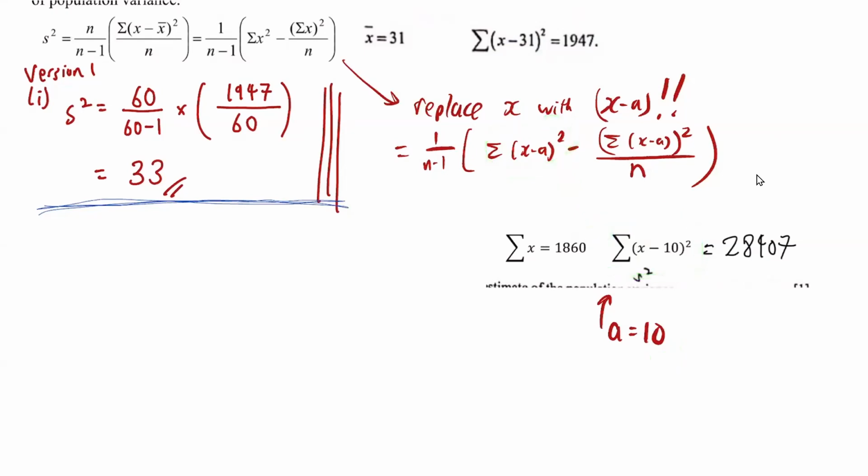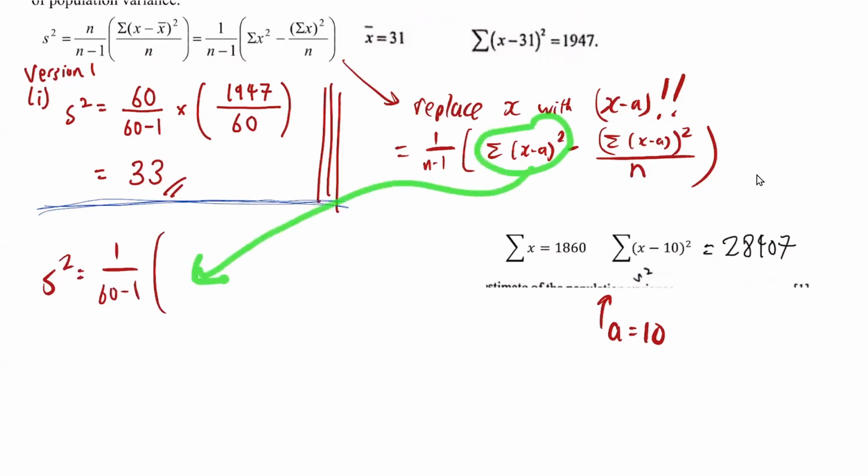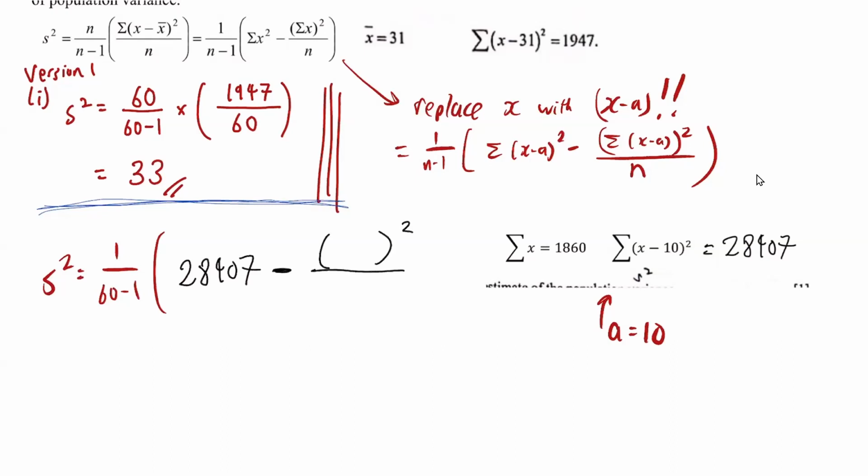Okay, good. So that means that the formula s square will just be 1 over 60 minus 1 multiplied by this fella here, which is the 28407. Subtract away a problem square over n, 60. What's the problem here? You actually need sum of x minus a, and we have established a is 10. So this should be sum of x minus 10. So we don't have that. We only got sum of x. So what do we do?